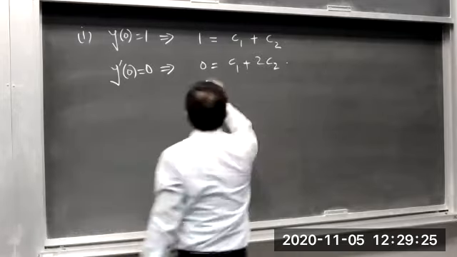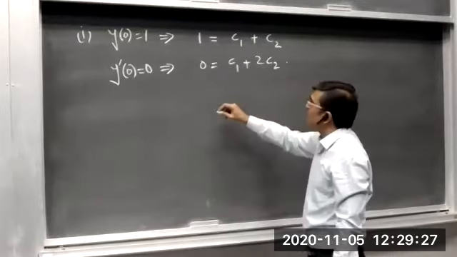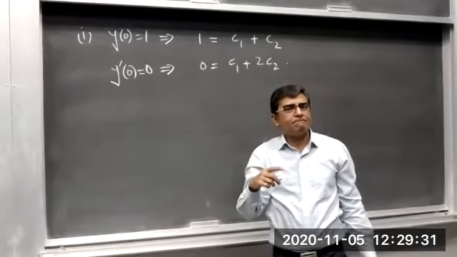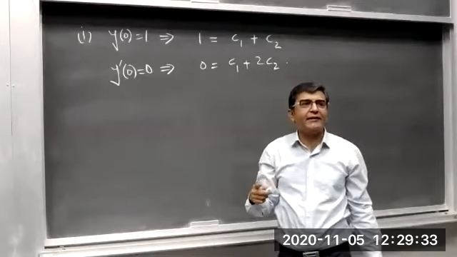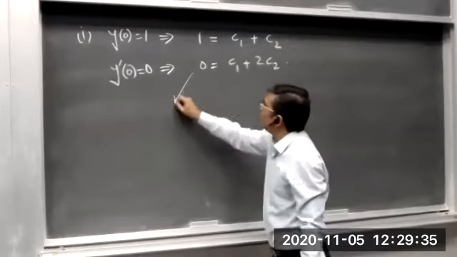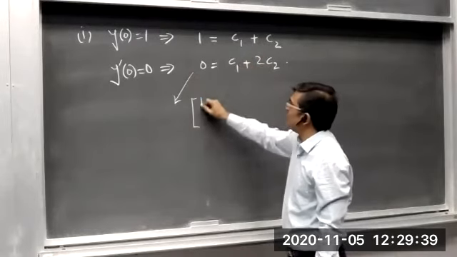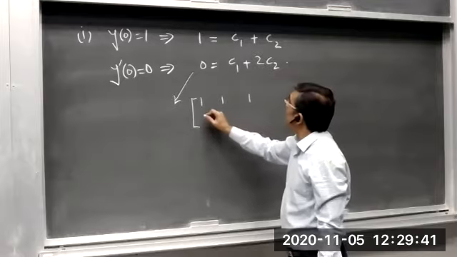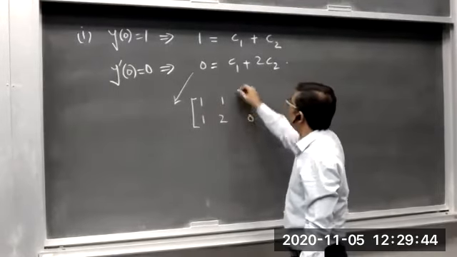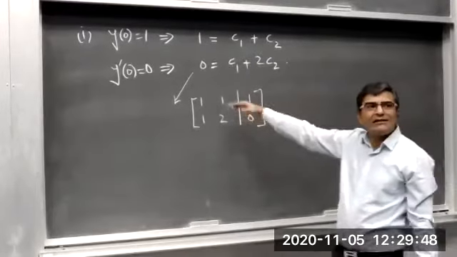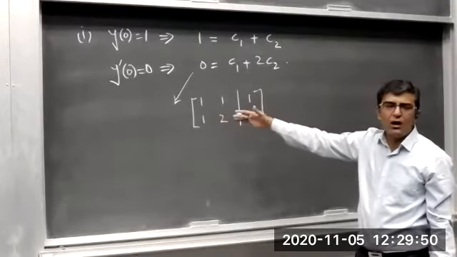Okay. Now, this linear system can be solved by using techniques which you have studied in linear algebra. We can write the augmented matrix of this corresponding linear system: 1, 1, 1, 1, 2, 0. So this is your augmented matrix.